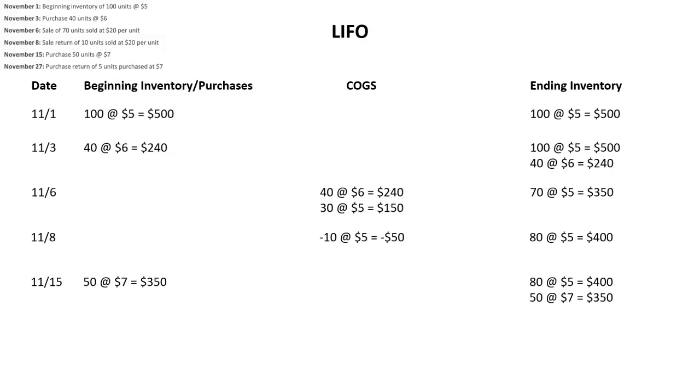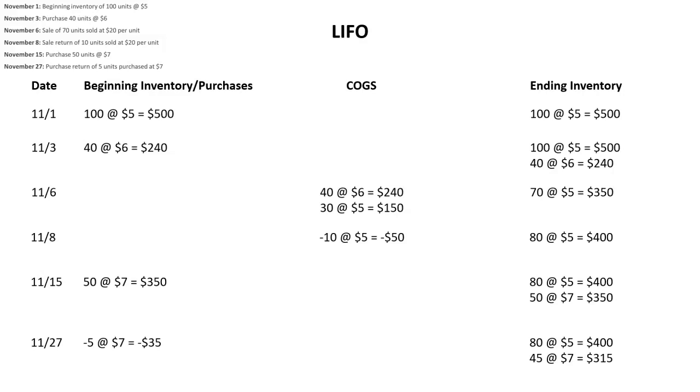But then here on the 27th, we have a purchase return. So we're returning 5 of those units at $7 a piece. It looks pretty similar to what we saw with FIFO, right? We write out the negative 5 at 7 over in the purchases column, and then we update what we have in our ending inventory. We went into this day having 50 units at $7 each, but after we made this return on the 27th, we only have 45 left.